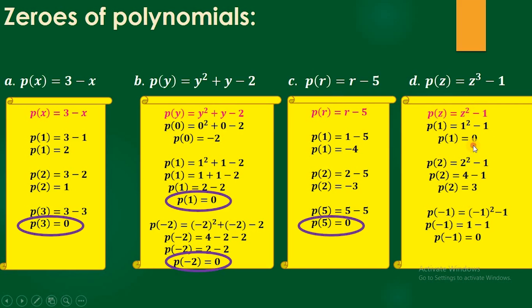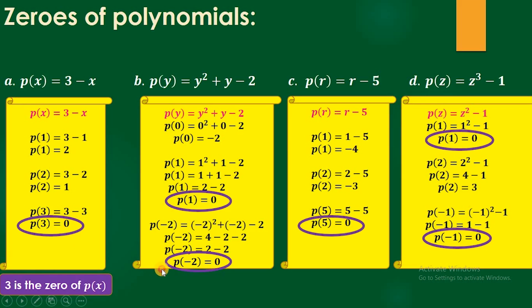And in the fourth one, p of 1 equal to 0 and p of minus 1 equal to 0. So in each example you have noticed that at a certain value of the variable, the given polynomial becomes 0. Therefore, in the first one, we can say 3 is the 0 of p of x, because 3 makes the given polynomial 0.